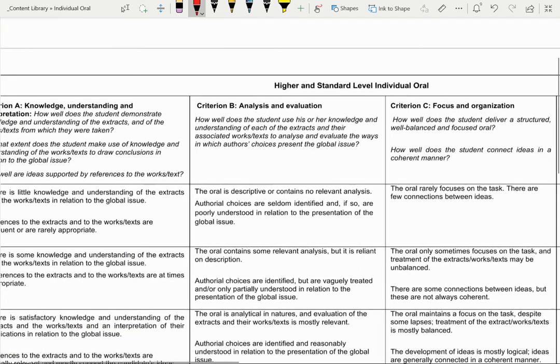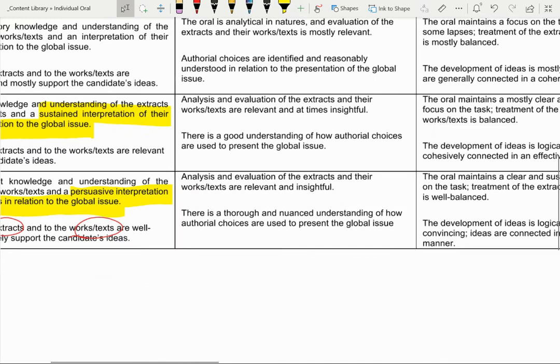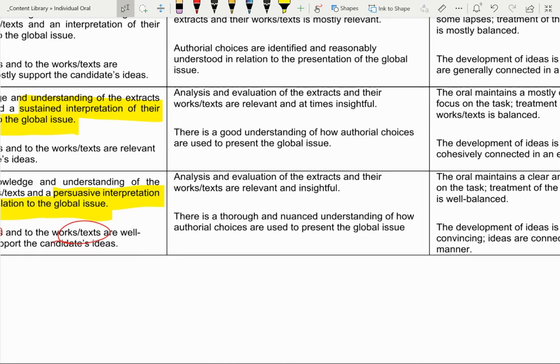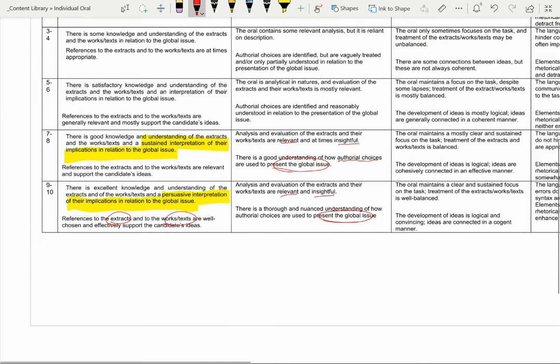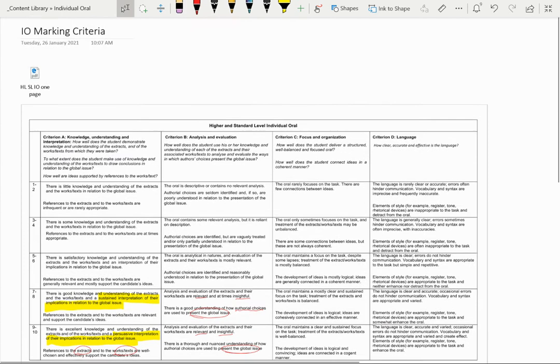Then if you come across to criterion B, the analysis bit, again, you'll see that all of your analysis, of course it has to be insightful, of course it has to be relevant, but importantly, it has to be tied back to how these stylistic features, how these choices that the authors are making are being used to explore and present a global issue. So again, the global issue is front and center. So it's worth bearing that in mind when you're thinking about the I/O.